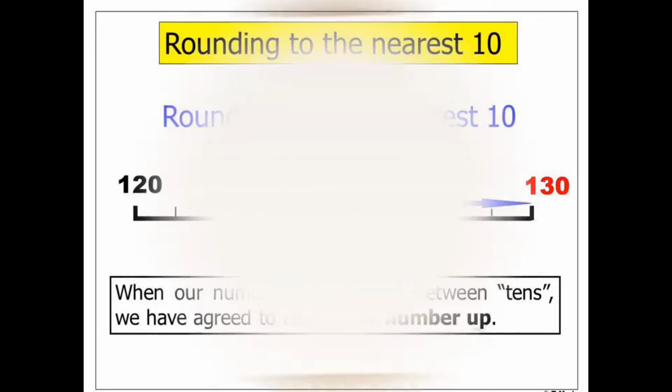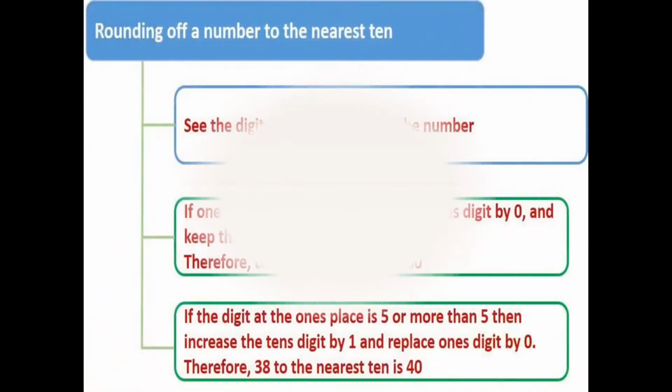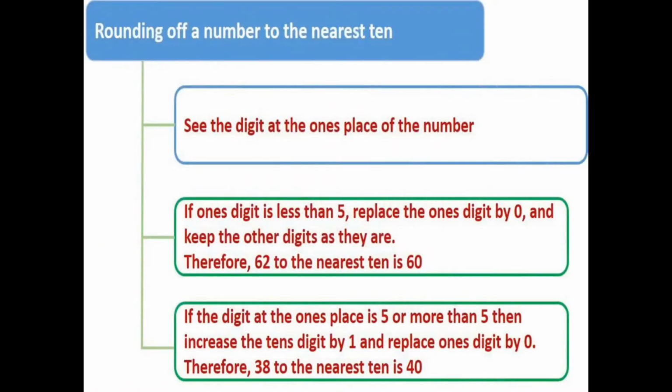So the procedure for rounding off a number to the nearest tens says that see the digit at the ones place of the number. If the ones digit is less than 5, replace the ones digit by 0 and keep the other digits as they are. Therefore, 62 to the nearest tens is 60. Or if the digit at the ones place is 5 or more than 5, then increase the tens digit by 1 and replace the ones digit by 0. Therefore 38 to the nearest 10 is 40. Now let us do some questions based on it.